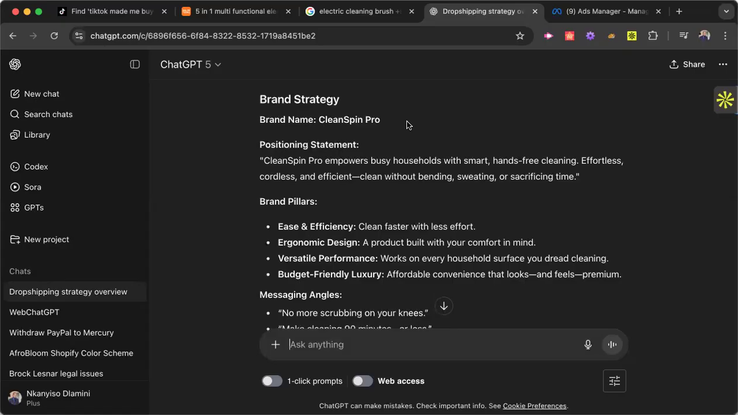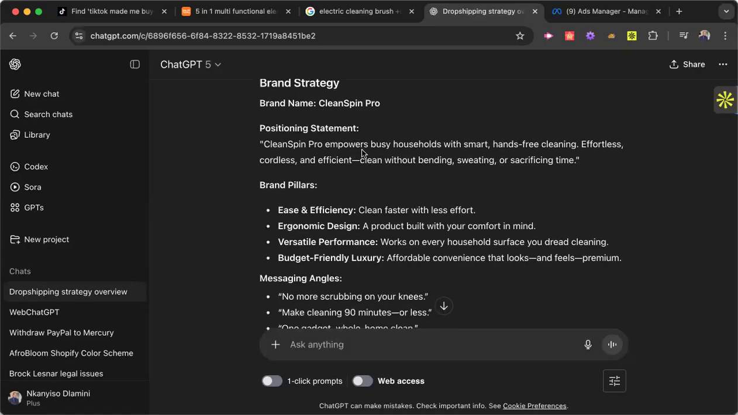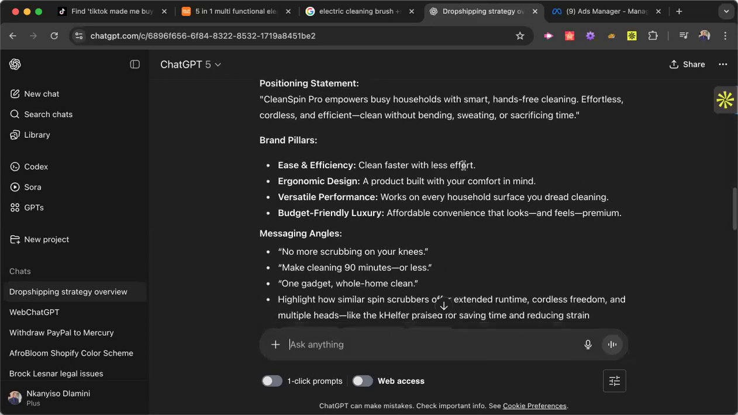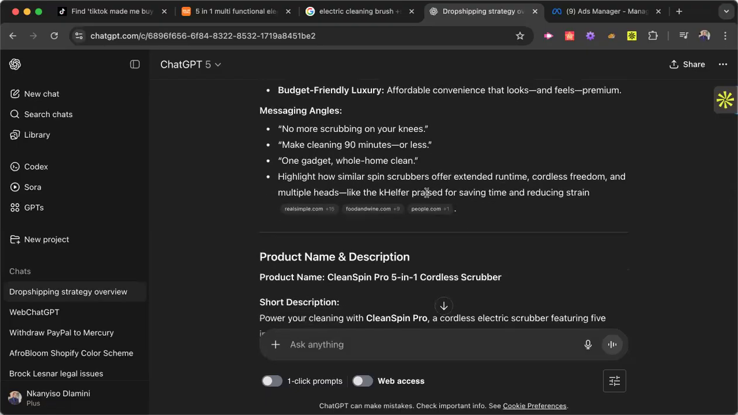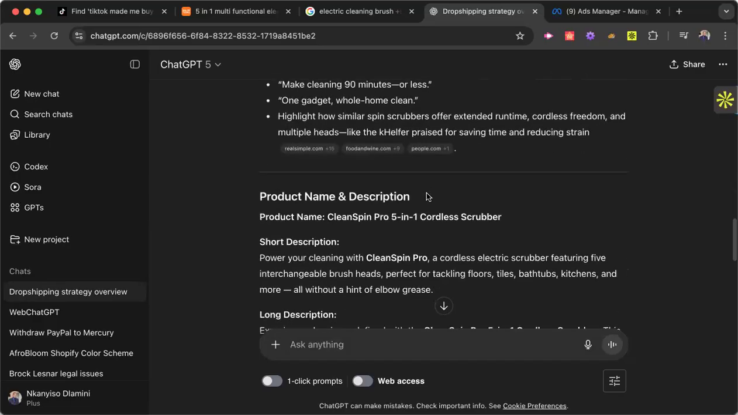cleanspin.co.za, you know? Clean Spin Pro empowers busy households with smart hands-free cleaning, effortless, cordless, efficient, clean without bending. Because now remember, this is how we're going to compete online in terms of our website. A messaging angle: no more scrubbing on your knees, make cleaning 90 minutes or less, one gadget, whole home clean. See, these are all the things.